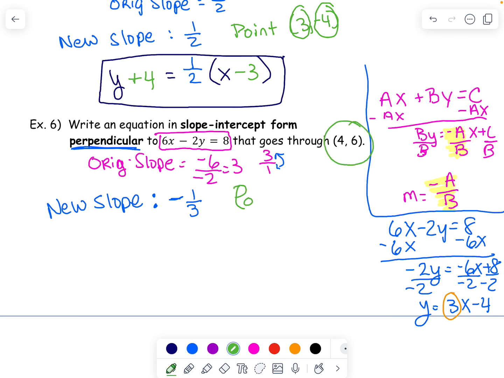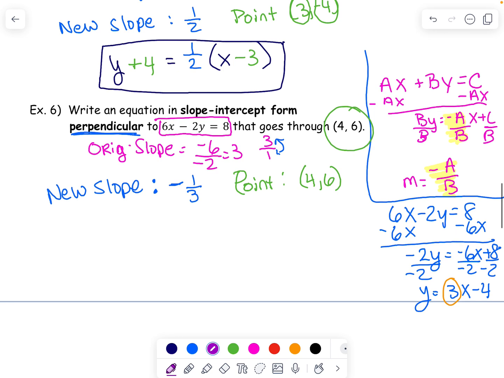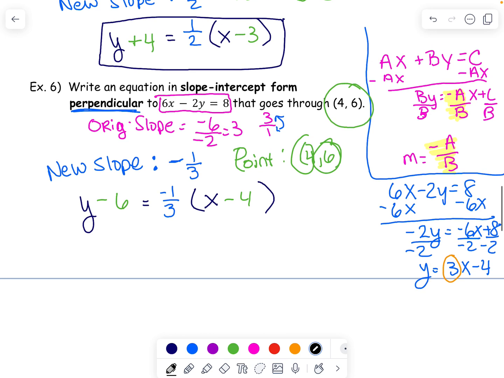And then we have our point, which is still, let's write point, 4, 6. And we're ready to put it into point slope form. Now, there are other ways to make this a little bit shorter, but I'm going to show you this way. So we're going to now put it into point slope form because we have a point and we have the slope. So we go ahead and put our slope in, and then we're going to do the opposite of our x and the opposite of our y. And there's our point slope form.